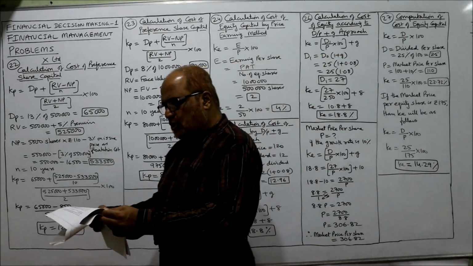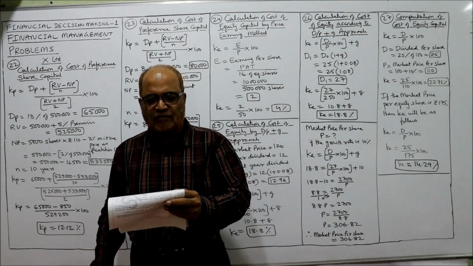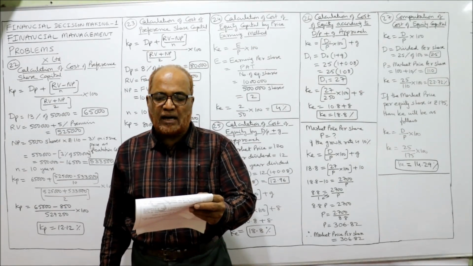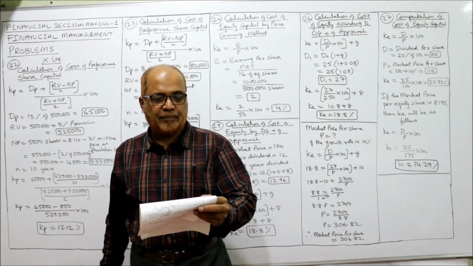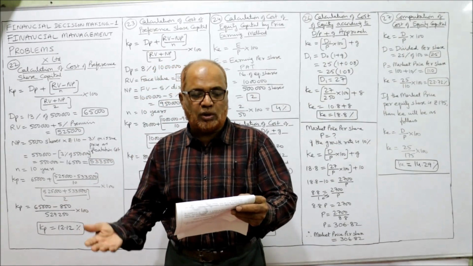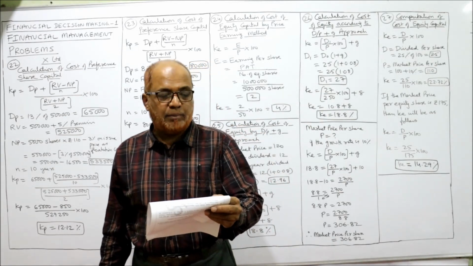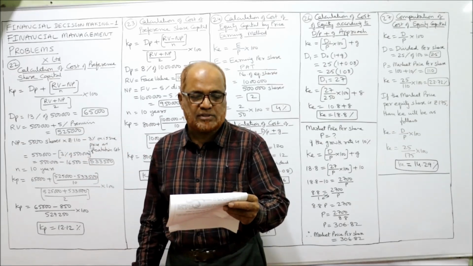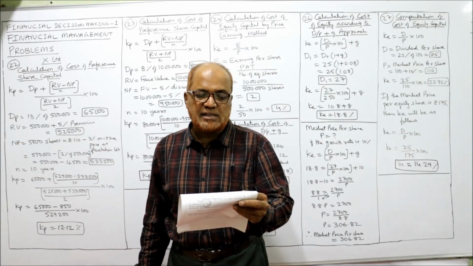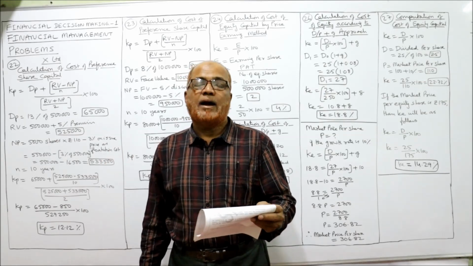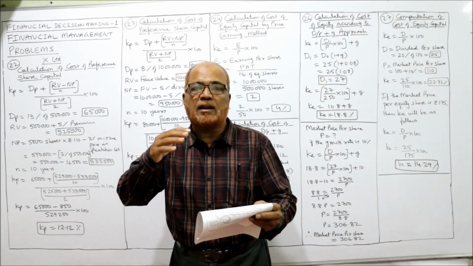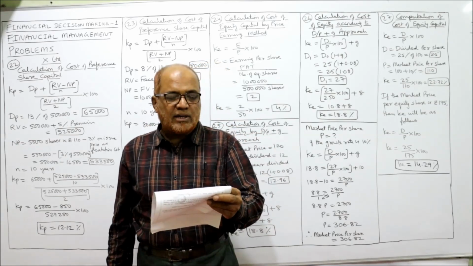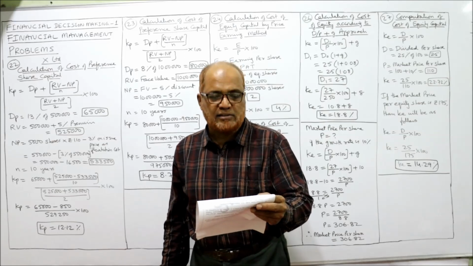Now, see problem number 22. X Limited issued 5,000 13% redeemable preference shares of rupees 100 each at rupees 110. That means the shares are issued at a premium: a 100 rupee face value share is issued at 110 rupees. They are redeemable after 10 years at 5% premium. At the time of redemption, the company is repaying the preference shareholders at 5% premium. The flotation costs are 3% of the issue price.